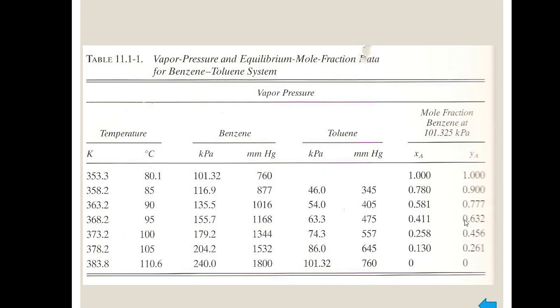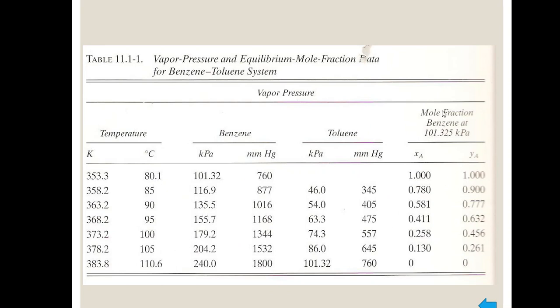Now, the last two columns can also be sought after when we want to know what is the mole fraction of benzene in the liquid phase, and that is XA, and what is the mole fraction of benzene in the gas phase, again given the temperature. So this is just one form in which we can extract equilibrium data, provided that we are given the temperature.